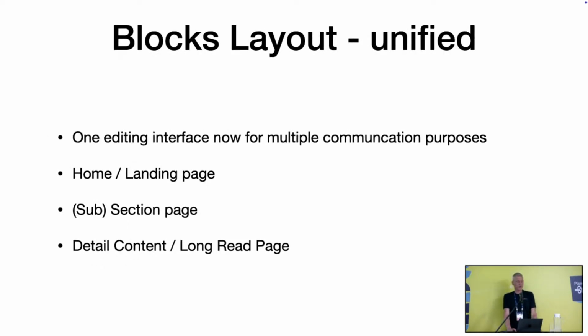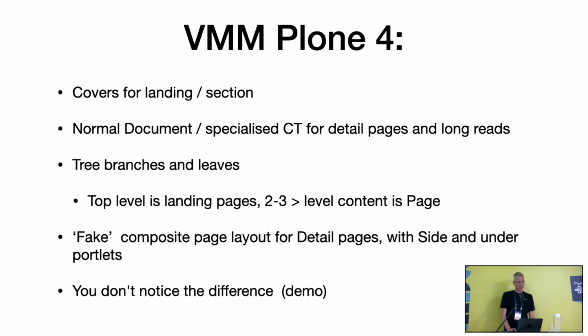So we have this unified blocks layout now, one editing interface for communication purposes. But then, like I said, the editors start to lose their sense a bit of what's the home landing page. Then you have subsection pages, like the first branches on the tree. And then finally, if a visitor moves through the site and tries to find the content and information they're looking for, they hit a detailed content and long read page. We did that in Plone 4 with covers for the landing and the section pages, and we had normal documents and a specialized CT for detail pages.